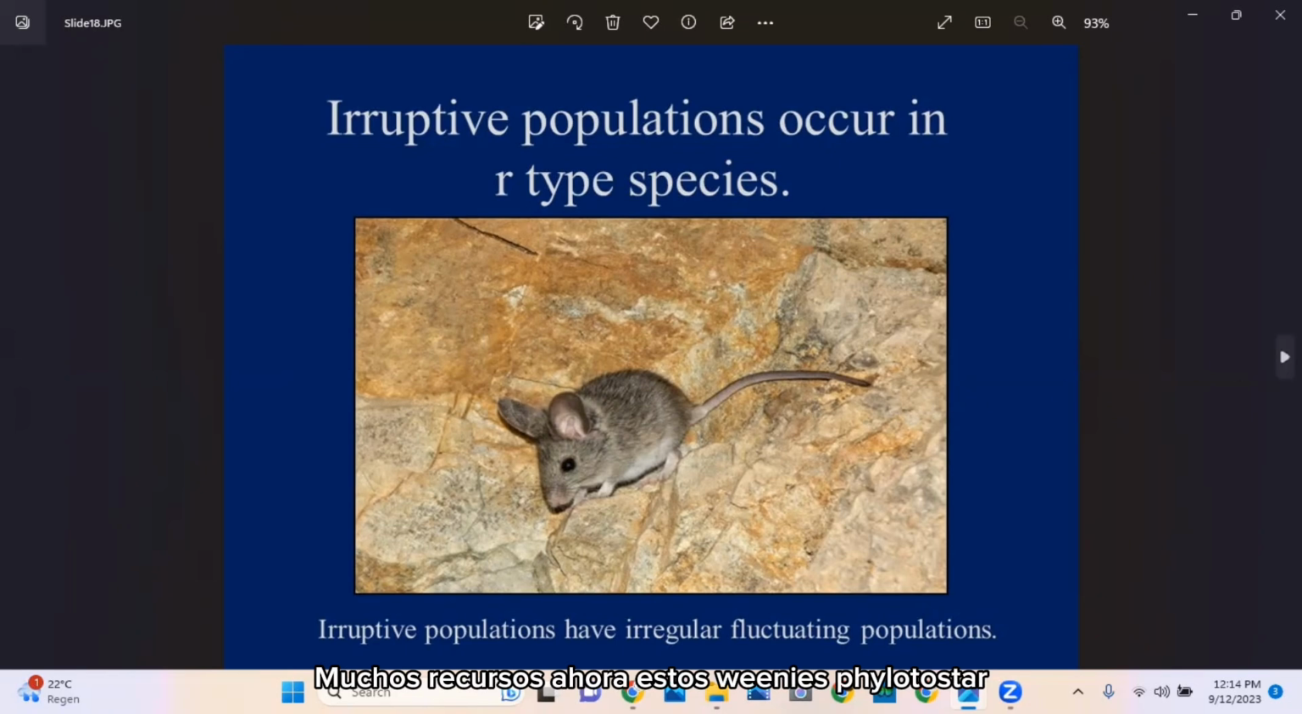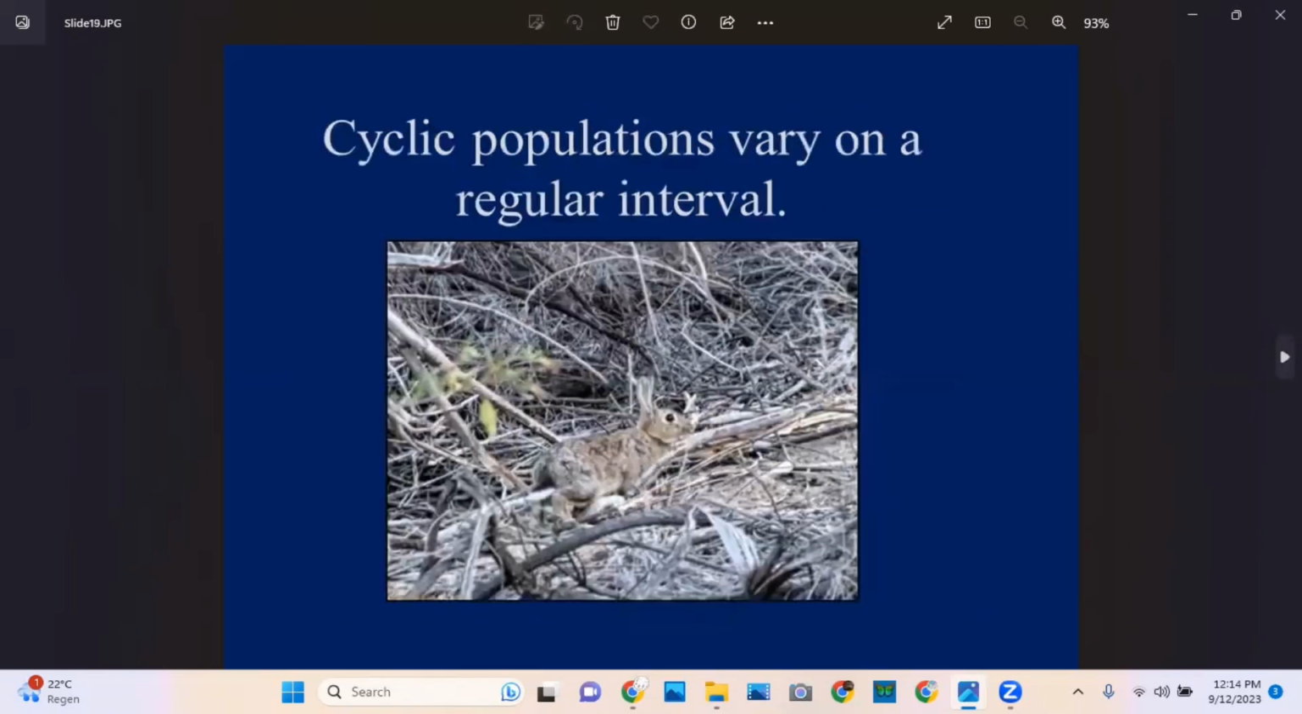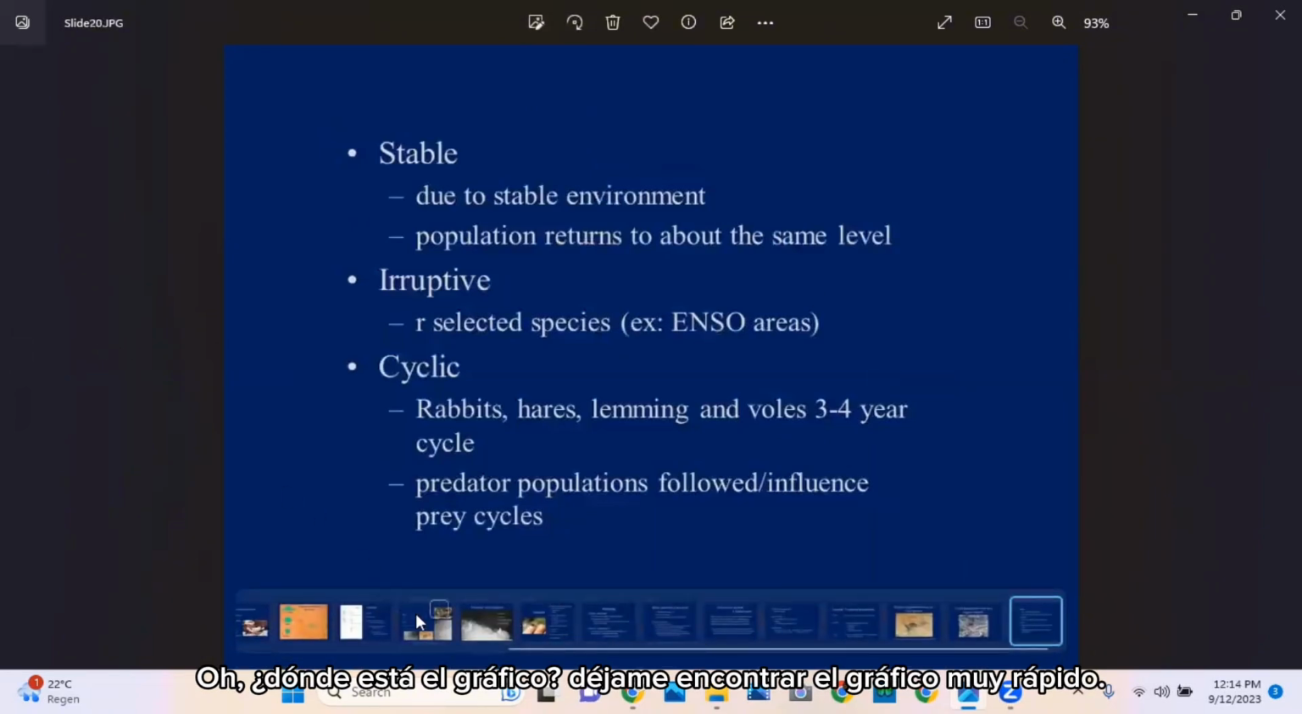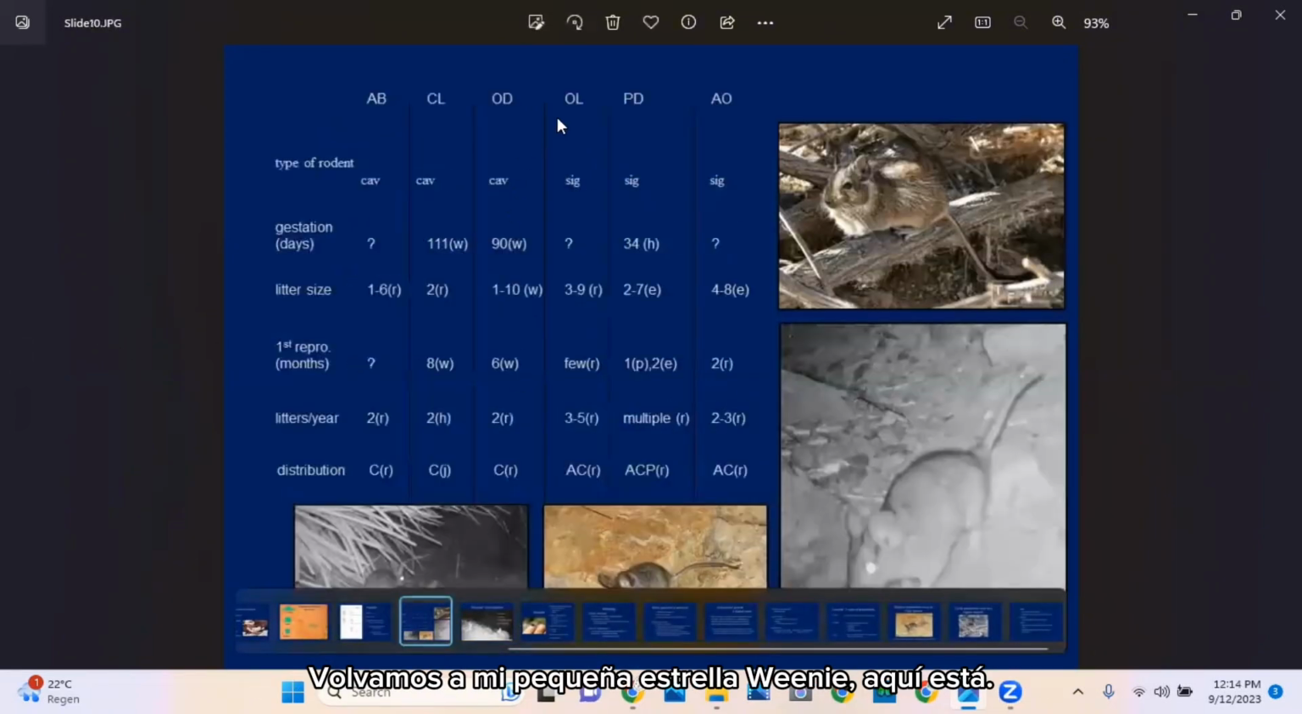Now these Phyllotis darwini, let me find the chart real fast. Here he is. Gestation is 34 days, a month. So it's pregnant for a month. The babies are born, and then a month later they can reach sexual maturity, and they're having two to seven offspring at a time, with multiple litters in a year.